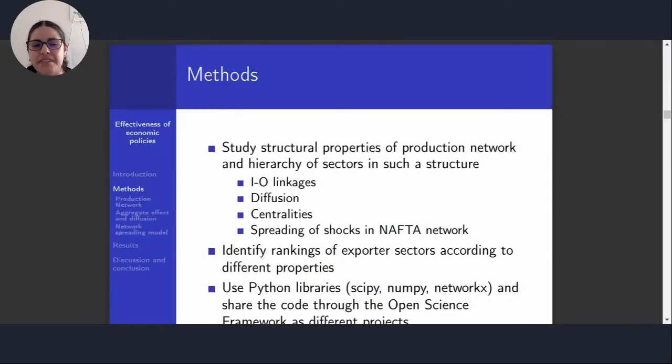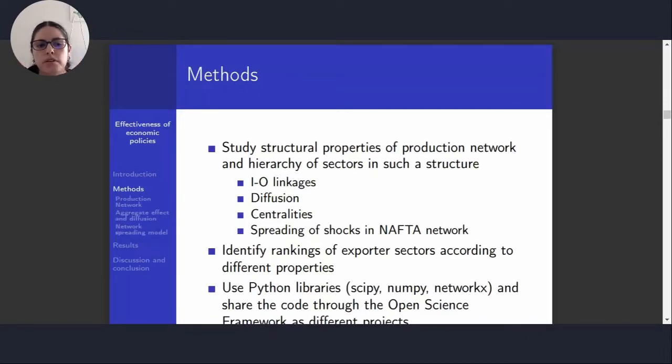Next slide. And I have divided this in three. So the first one will be about how to represent the economy as a network using input-output data. The second one will be how to measure the aggregate effect and diffusion. I'll explain it later, but this aggregate effect is closely related to some measures of input-output analysis. But the diffusion measure is not. It's giving more detailed information. So it's important to be able to compare both and complement the information about how these sectors are affecting the economy. No? I'll explain it later.